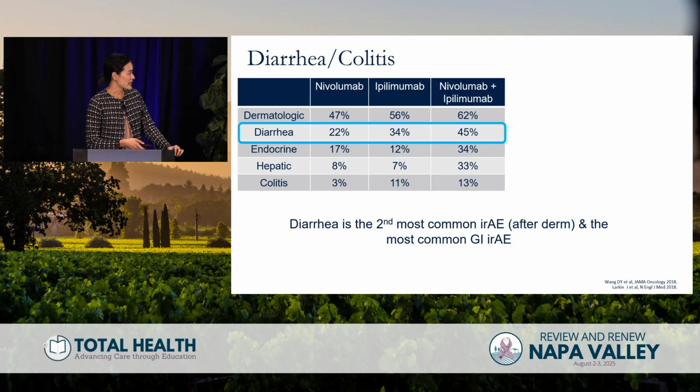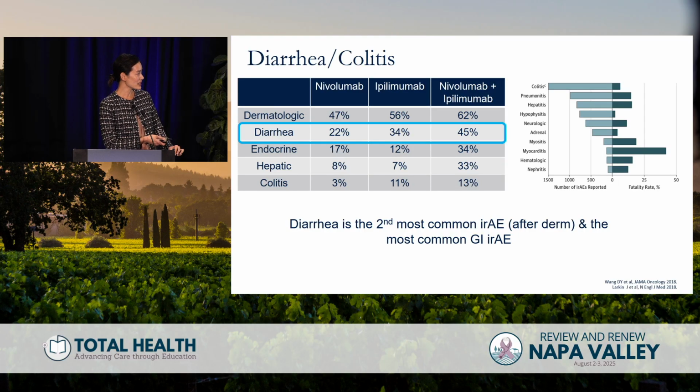So just a reminder here that diarrhea is the second most common IRAE in patients receiving ipi-nivo after cutaneous side effects, and is in fact the most common gastrointestinal IRAE. And a reminder that this is just kind of in bar graph format, a list of IRAEs which can be fatal. Diarrhea, unfortunately, left to its own devices, if it's not managed properly, can be life-threatening.